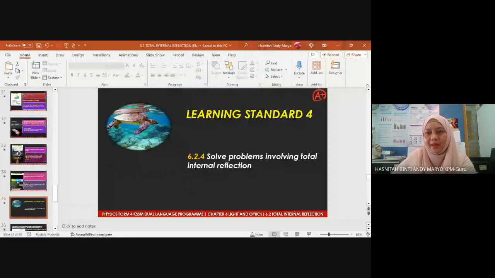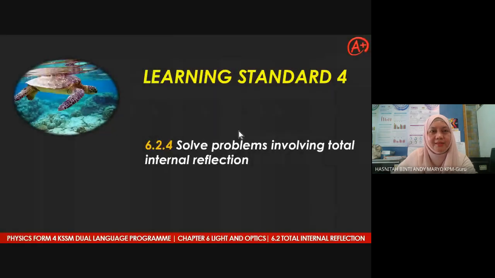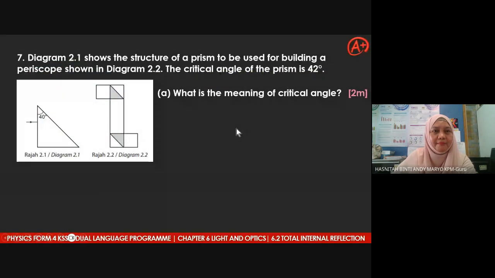Okay, let us try to do a few examples of SPM past year questions involving total internal reflection. Okay, students. Question number 7. They give you diagram 2.1 and 2.2. In 2.1, it shows the structure of a prism to be used for building a periscope shown in diagram 2.2. So we are using this prism to build a periscope. Given the critical angle of the prism is 42 degrees. So you can highlight this.